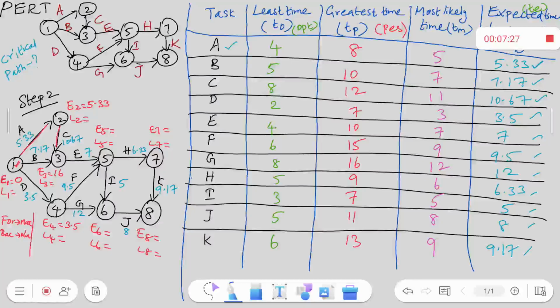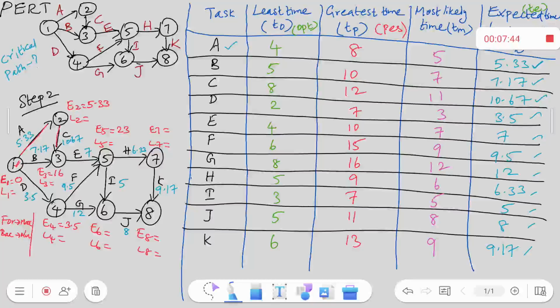Now 1 to 4, 4 to 5, if you take it, it is 3.5 plus 9.5, which is 13. Again ruled out. So the maximum path is 1, 2, 3 and 5. So the maximum time taken is 23. So that is recorded as E5.